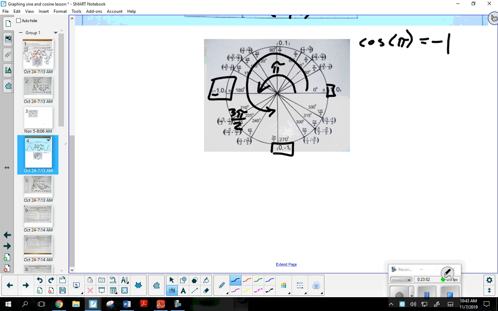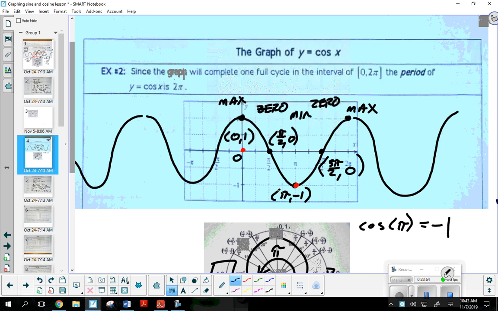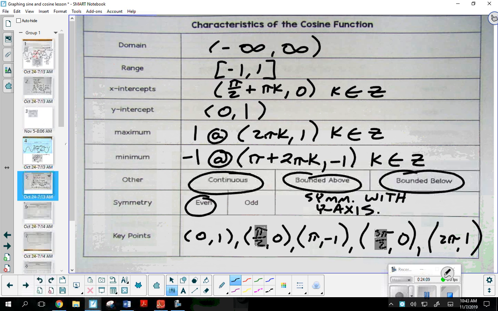Okay. What's our last ordered pair here? Okay, so this would be 2 pi and 1. So look at those 5 ordered pairs. Max, 0, min, 0, max. Now look at the bottom of the paper that we copied the other day. Those are the key points we're going to use for cosine.